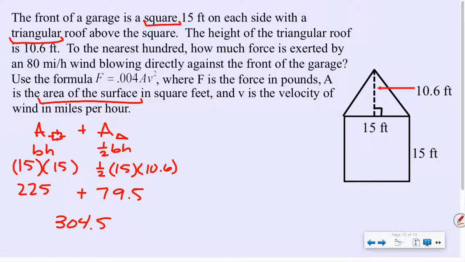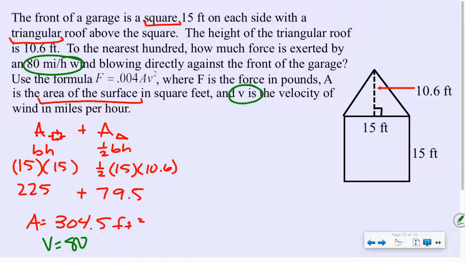I know you guys can't see because I'm totally blocking your view right now. That's the area of the garage. So that would be our A part. V says it's the velocity in miles per hour of the wind. Do we have to calculate that, or do they give it to us? It's 80 miles an hour. They give us that right here. So we know our V.